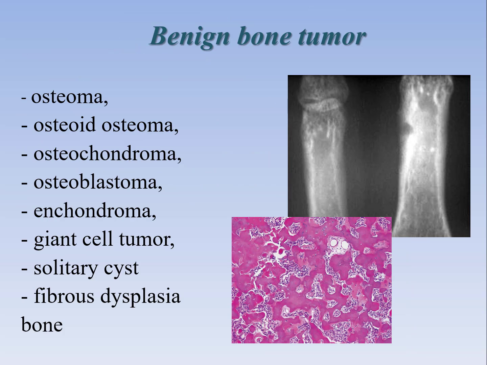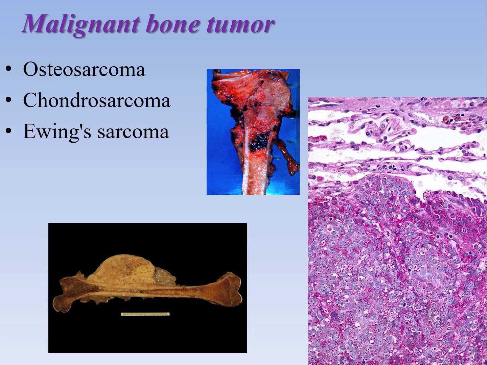Tumors of the bones. Main benign tumors of the bones: osteoma, osteoid osteoma, osteochondroma, osteoblastoma, and chondroma. Giant cell tumor, which we also name osteoblastoclastoma, and solitary cyst, and fibrous dysplasia of the bones as a subvariant. Malignant bony tumors: osteosarcoma and chondrosarcoma. In these tumors we have an infiltrative type of growth, high mitotic activity, and presence of metastasization.